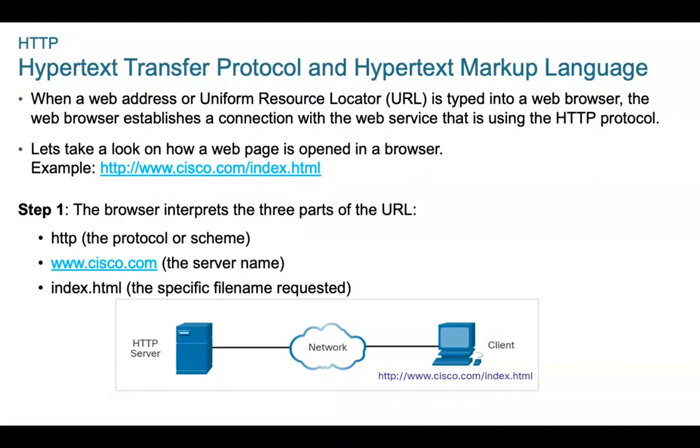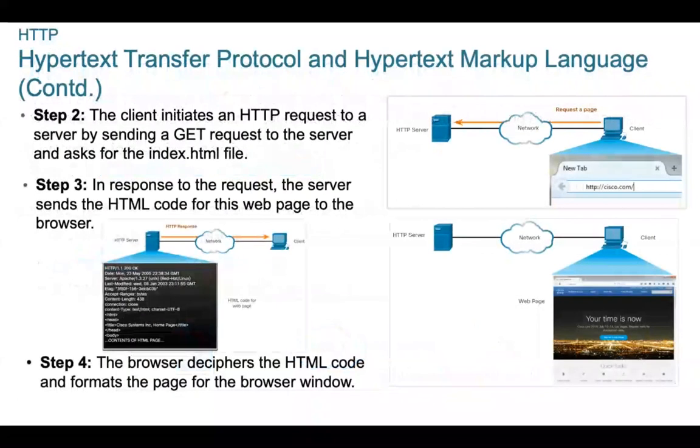Then in the second step, once it interprets these 3, the browser checks with a name server to convert the address, www.cisco.com, into a numeric IP address, which it uses to connect to the server. So here DNS is used. The domain name is converted to the numeric IP address.